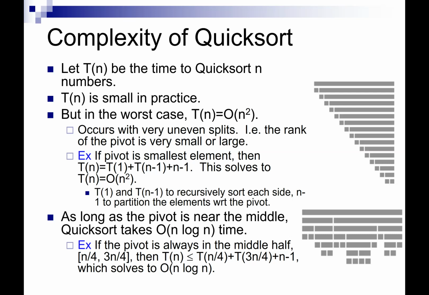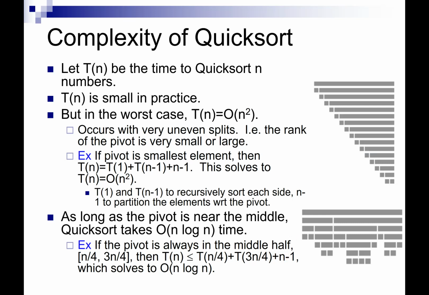And it's also less than 1/4 of the values. So it's somewhere within the middle half of all of these values. Then your recurrence is going to come out to be T(n) is at most the time to sort the left half, which is going to have at most n/4 of the values, plus the time to sort the right half, which is going to have at most 3/4 of the values, plus the partition time.